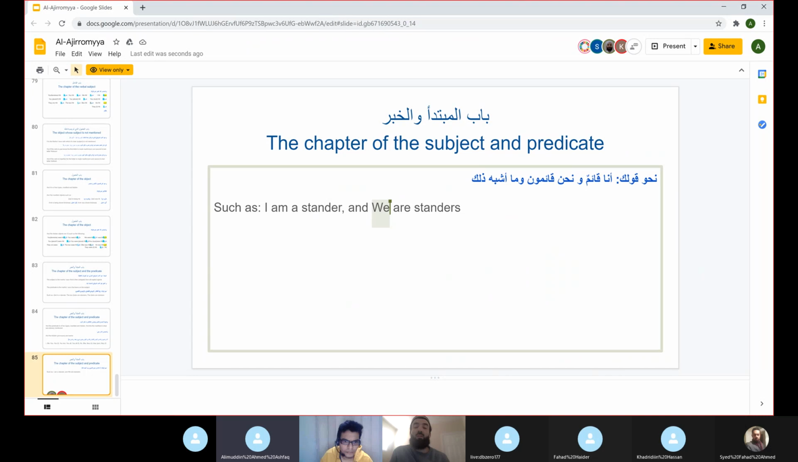Here again, the second example, "we" is a pronoun, which in Arabic is nahnu. We are standers. The subject is we and the predicate is standers. And if you notice again, the subject always matches the predicate when it comes to quantity. I is singular, stander is singular. We is plural, standers is plural.